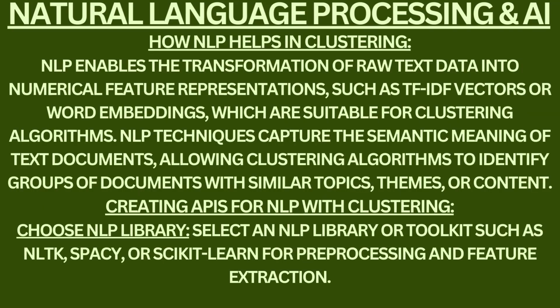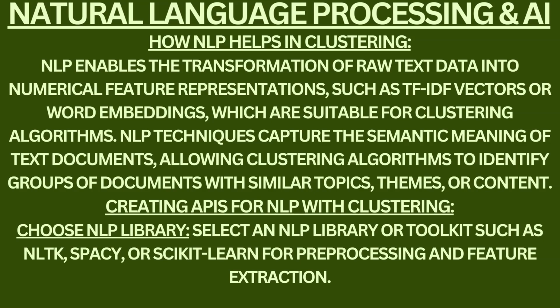How NLP helps in clustering. Natural language processing enables the transformation of raw text data into numerical feature representations such as TF-IDF vectors or word embeddings, which are suitable for clustering algorithms. Natural language processing techniques capture the semantic meaning of text documents, allowing clustering algorithms to identify groups of documents with similar topics, themes, or content.